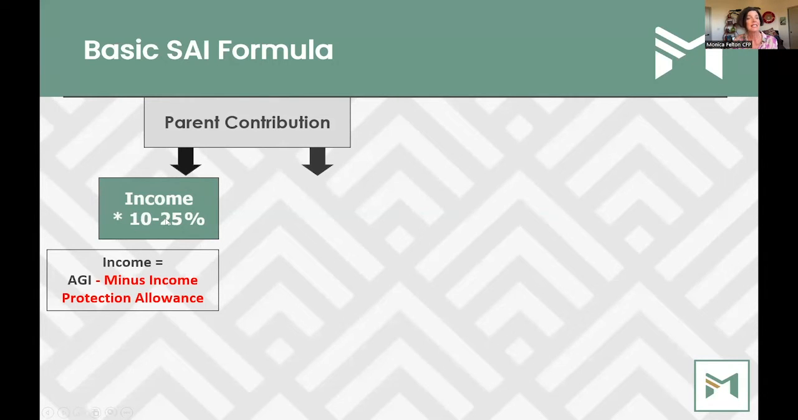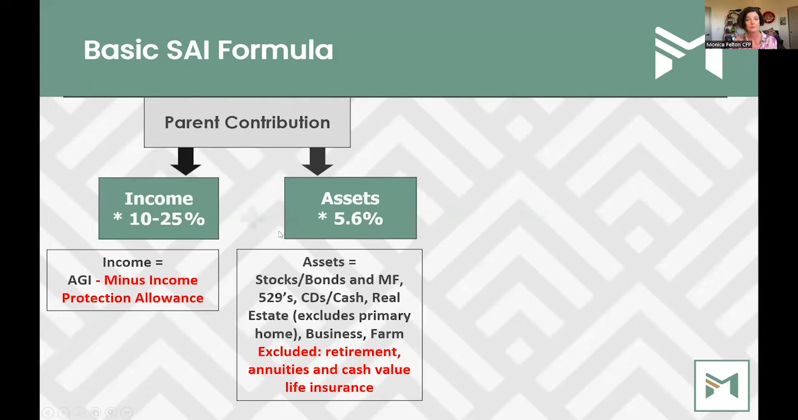Now, the reason it's 10 to 25% is because if you make around $100,000 or less, they're going to assess your income at 10%. But if you make over $200,000 adjusted gross income, they'll assess your income more like 25%. So it is a bit of a sliding scale.